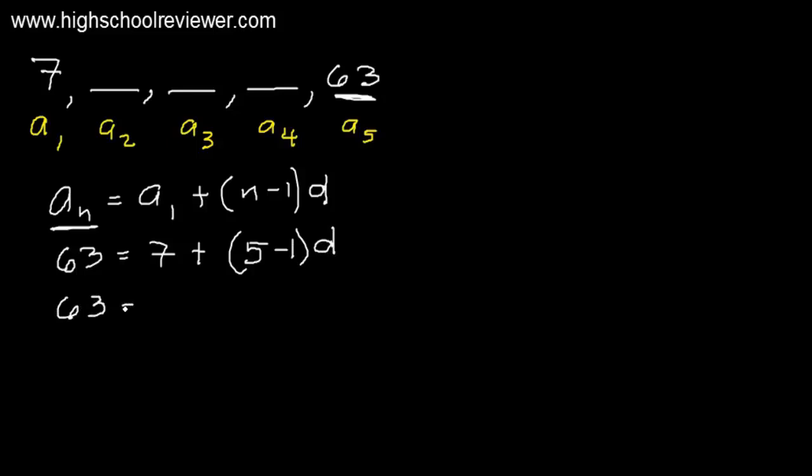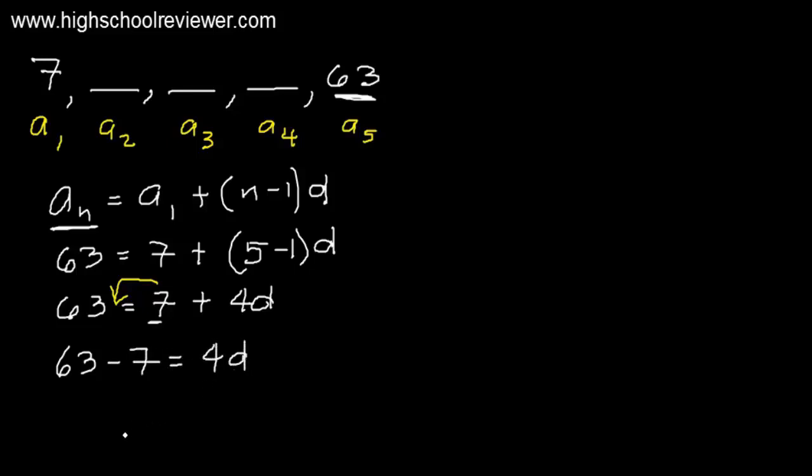So 63 is equal to 7 plus, we have here, 5 minus 1 is 4, and 4 multiplied by d gives us 4d. To find 4d, we first need to transpose positive 7 to the other side. So we have 63, and when we transpose positive 7 to the other side, it changes sign, so this becomes negative 7 equals 4d.